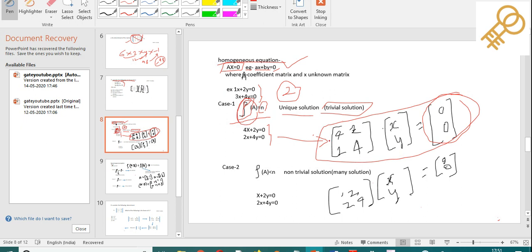Already I have discussed how to find the rank of any matrix. I want to remind you that there are two ways to find the rank of any matrix: the row echelon method, and the second one is the determinant method. You can see here in the first row 4 2 is there, and in the second row 2 4 is there. If you find the determinant of this matrix, you will get 16 minus 4. So you'll get a non-zero value.